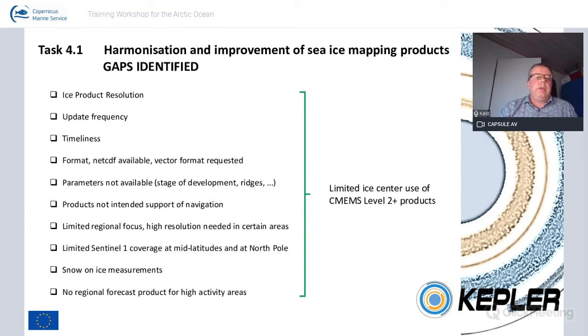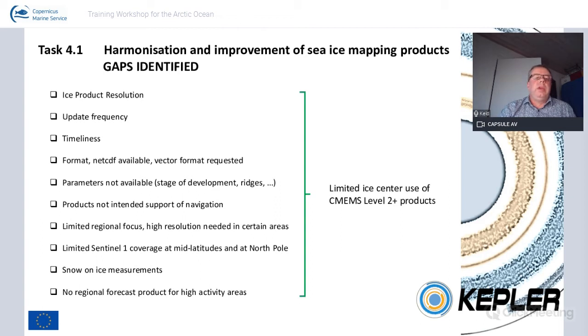We are in the ice service community. We are not using NetCDF. We need vector formats in our community. There are also several parameters that are not available in the ice products, for example the ice thickness, the stages of development, and the ice ridges. But overall, the products currently sitting in the Copernicus catalog for sea ice were not developed to directly support navigation. We also found that there is some limited regional focus.